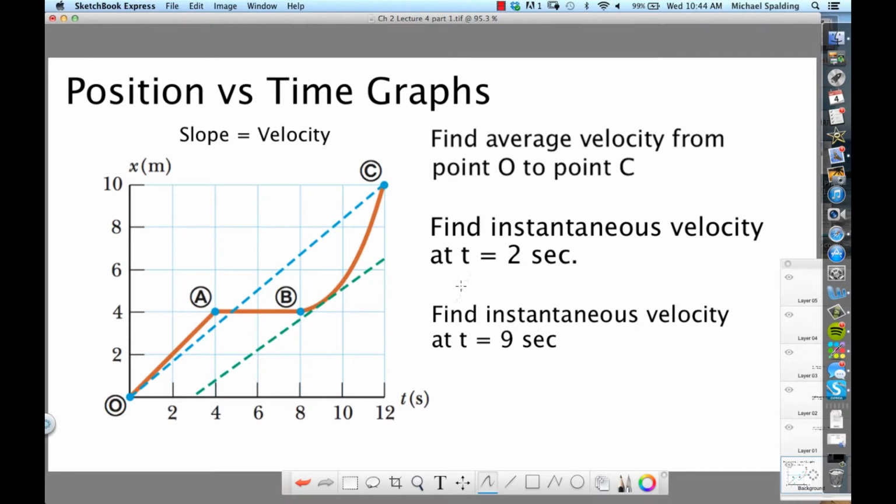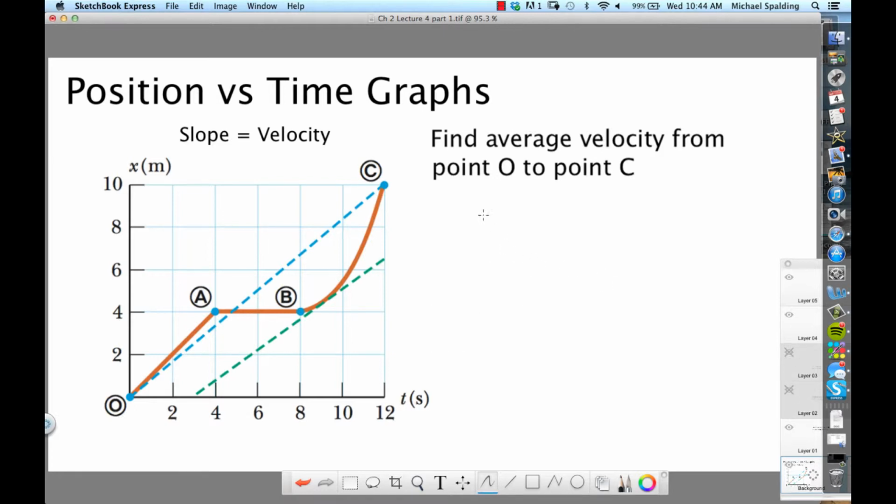All right, we'll start with the average velocity from point O to point C. So let's take off these other 2. Average is from one time to another time. Instantaneous is at a specific time, right? If we're looking for the average velocity from O to C, does the velocity stay constant from O to C? No. We have a constant velocity from O to A, 0 velocity from A to B, and then an acceleration from B up to C.